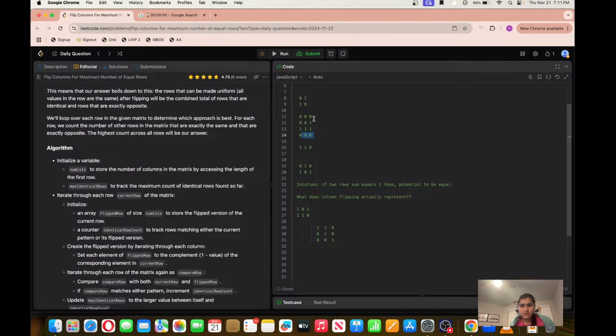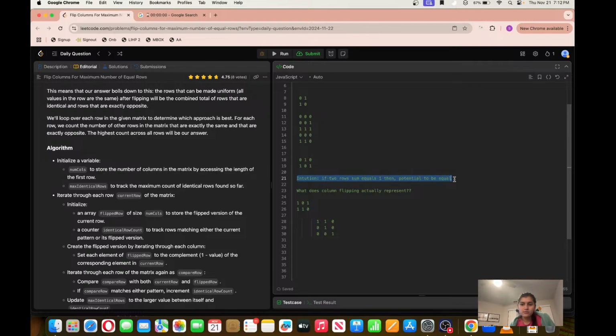Since this is identical, they are already equal, so it does not even need to have the potential to be equal, right? So we will look at all the rows that way. For every row we are going to look at everything and see what the potential matches for this row are, and for the next row also we are going to look at every other row. Oh my god, this is such a brute force solution.